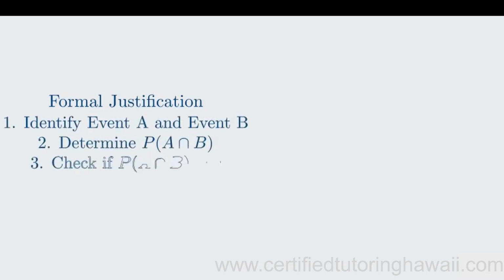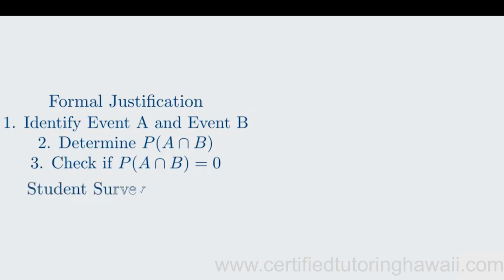In the AP statistics exam, you will often be asked to justify your answer. Simply saying they can't happen at the same time isn't enough for a formal mathematical justification. To justify formally, first identify event A and event B. Then, determine the joint probability P of A intersection B. Finally, check if that probability equals zero.